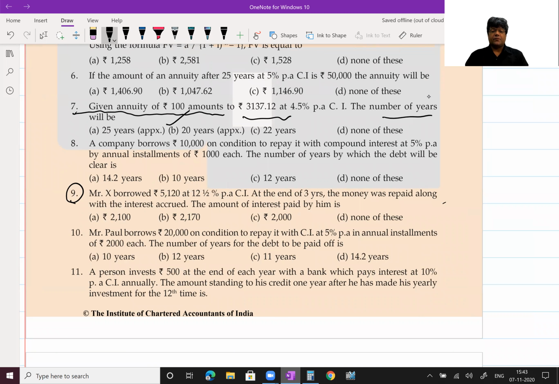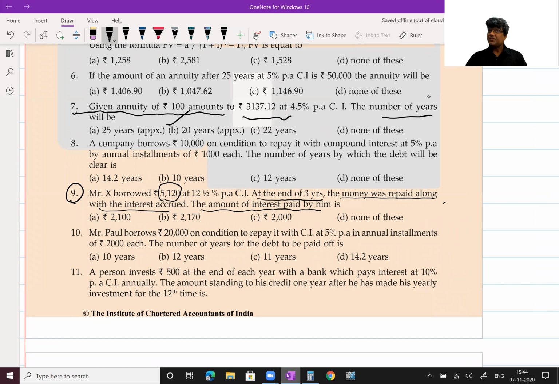So today he has got that loan, 5120, at 12.5% per annum CI. At the end of 3 years, the money was repaid along with the interest. Means today he has taken this amount as a loan and is returning it after 3 years. One time taken, one time returning. It's not an annuity based question. There is no installment in the question. So the question is saying how much interest he paid.